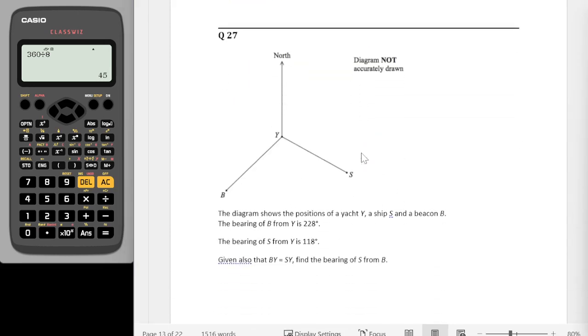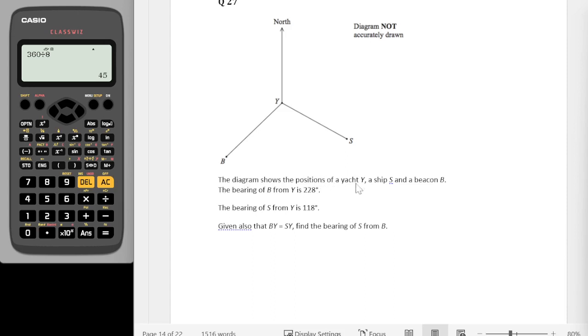Okay, question 27. This diagram shows the position of a yacht Y, a ship S, and a beacon B. The bearing of B from Y is 228 degrees, and the bearing of S from Y is 118. Given also that BY is equal to SY, find the bearing of S from B.